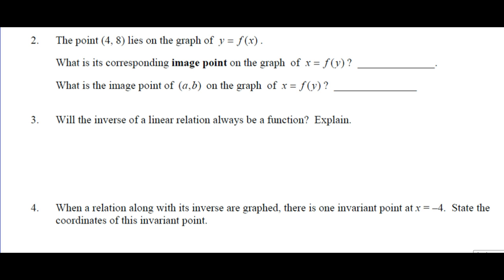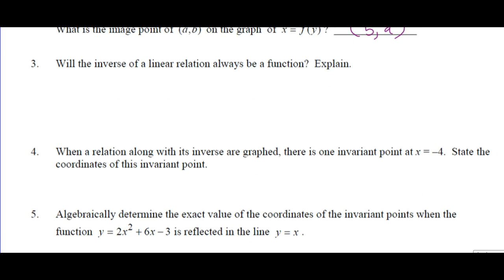For me, it's more: the point (4, 8) lies on the graph of y equals f of x. What does this correspond to on x equals f of y? You're interchanging x and y, so it's (8, 4). You look at this and say, oh, somebody did a reflection in the line y equals x, which is the inverse, which means I interchange x and y. What is the image point (a, b) on the graph x equals f of y? (b, a).